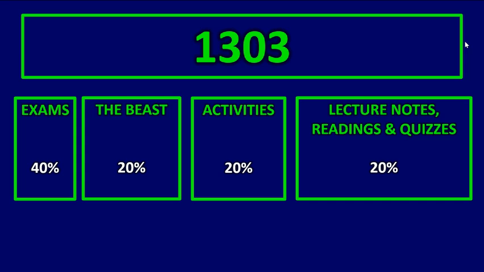All right, I'm going to talk to you guys today about how this class is organized and how I grade. For this class, there are four basic different types of grades. You'll be getting exams. The Beast, that's your research project. There's a couple of activities for 1303, and there's lecture notes and quizzes in this class.